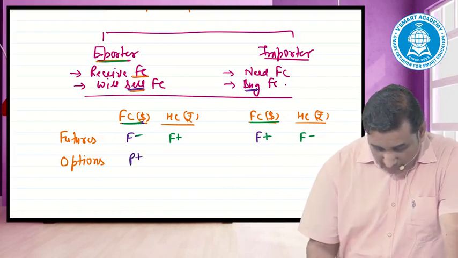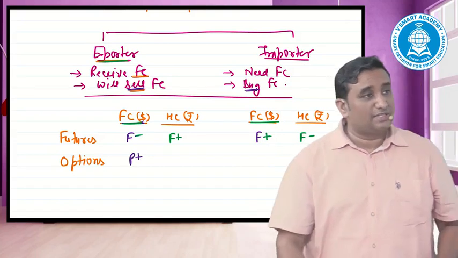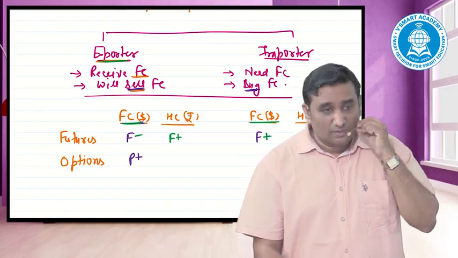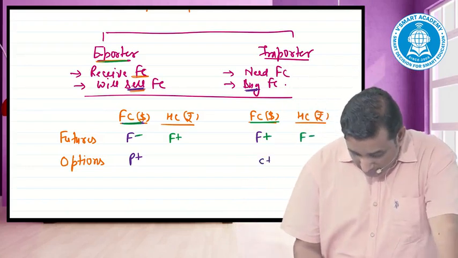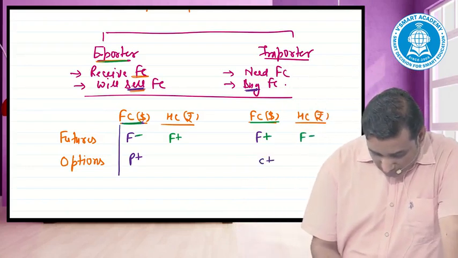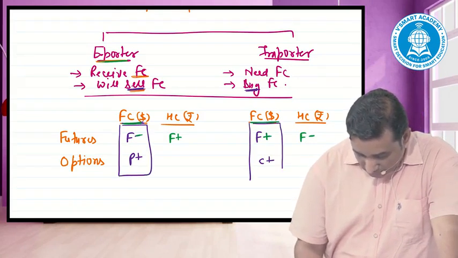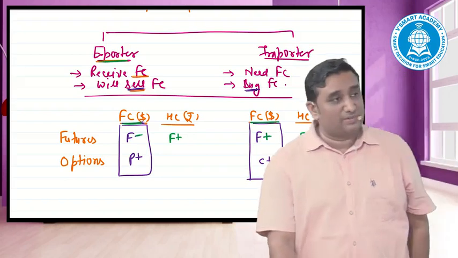That means in the case of an option market, he would go for a put option. And in the case of an importer, his fear is the price increasing. He wants to buy the dollar. Buying is a call option: put option, call option, C plus. Understand the basic nomenclature: for an exporter it is F minus or P plus. Basic nomenclature of an importer on the foreign currency is F plus and C plus.